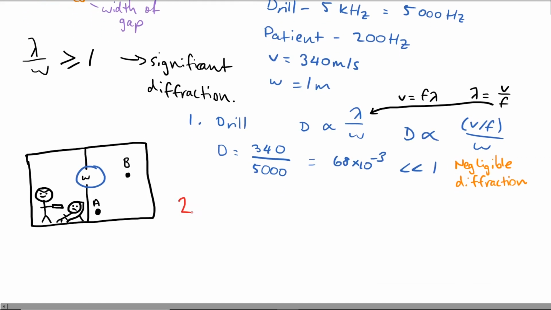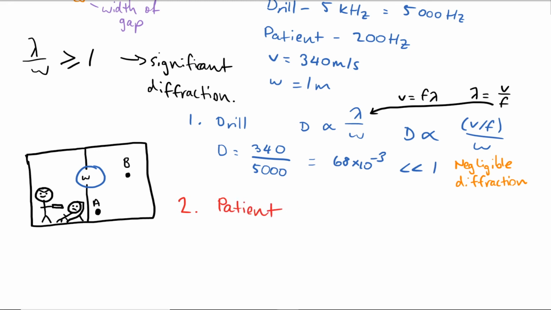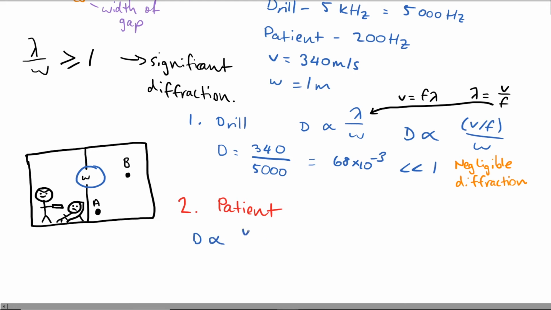Alright, fine. Now we'll talk about the patient. And again, we can go straight to the amount of diffraction is V over F, because the width hasn't changed, and none of our formulas have changed in between doing question 1 and 2, so we're fine to jump straight to this. The speed of sound is still 340 meters per second. The frequency of the patient's groan is 200 hertz. And if you put this onto your calculator, you get 1.7, which is greater than 1, so we can say that there is significant diffraction.